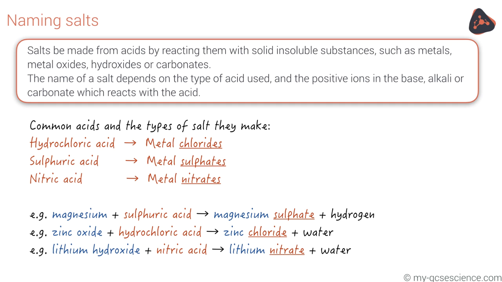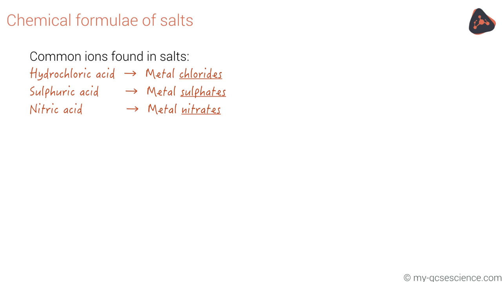If we have something like lithium hydroxide with nitric acid, we can see the hydroxide and the acid will make a salt and water. And to name the salt, we have lithium from the lithium hydroxide and nitrate from the name of the acid. So once you can write the word equations, you may then need to write the symbol equations as well.